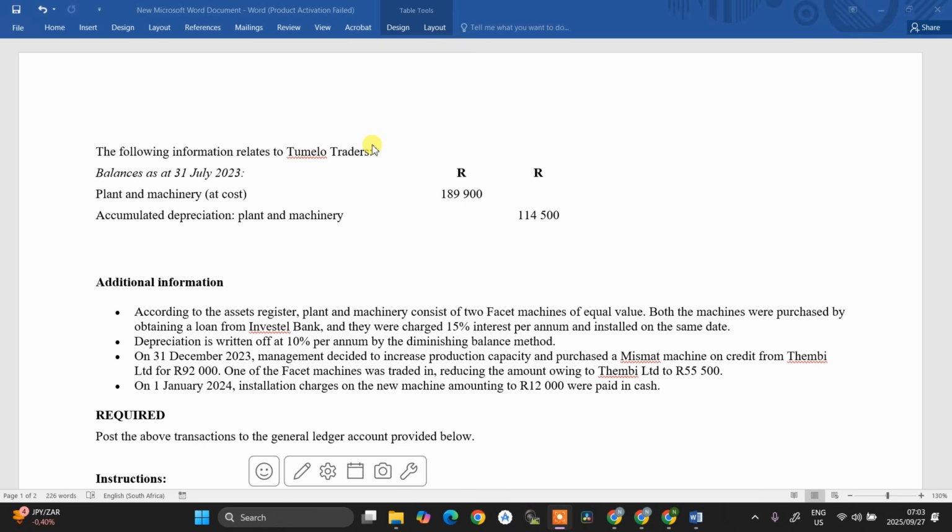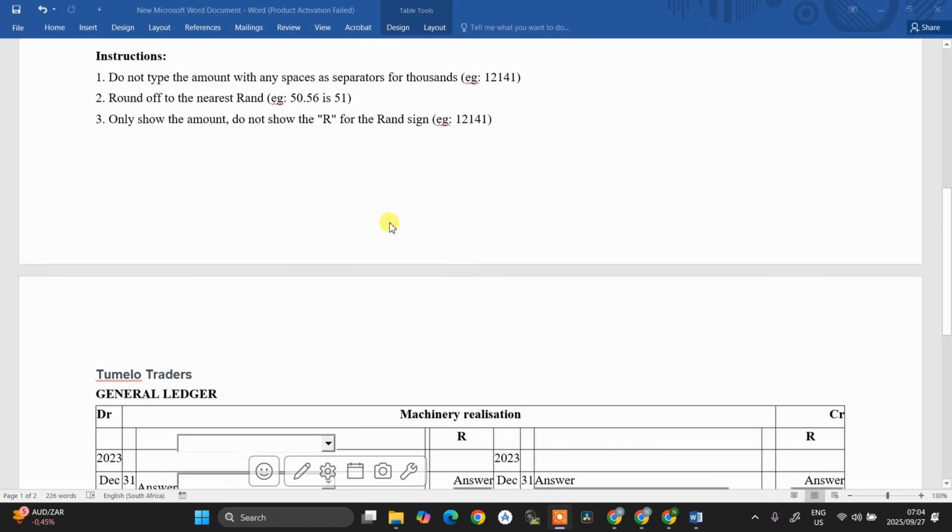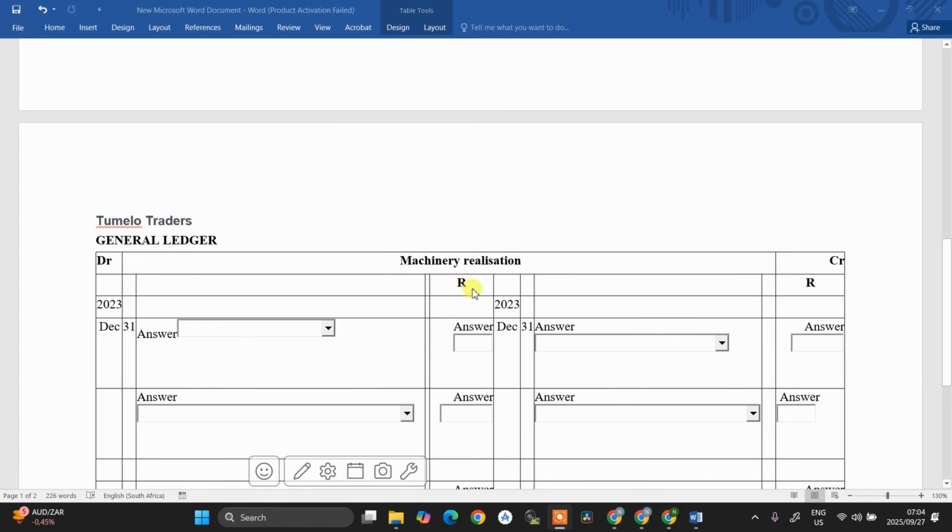Which account is going to be used to record the sale of the machinery, or if you are scrapping it altogether, which account is going to be used to deal with that? So that's basically what we are going to do in this lesson. We are going to discuss this with the help of one of the questions from assignment number 4 for the year 2025 semester 2. Since we are already doing revision, you will see that one of the questions wanted you to compile a machinery realization account. So that's basically what we are going to focus on here.